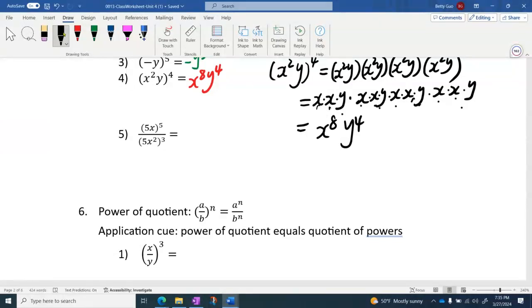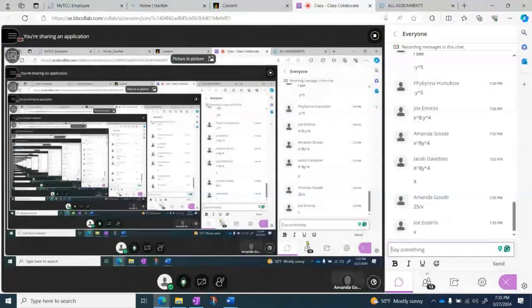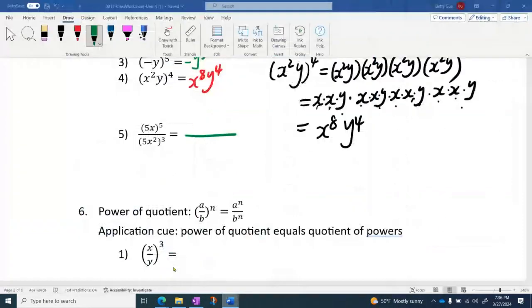You want to simplify the numerator and denominator separately? First, 25 over x. Amanda's answer is correct. Okay, let me show you what happened.